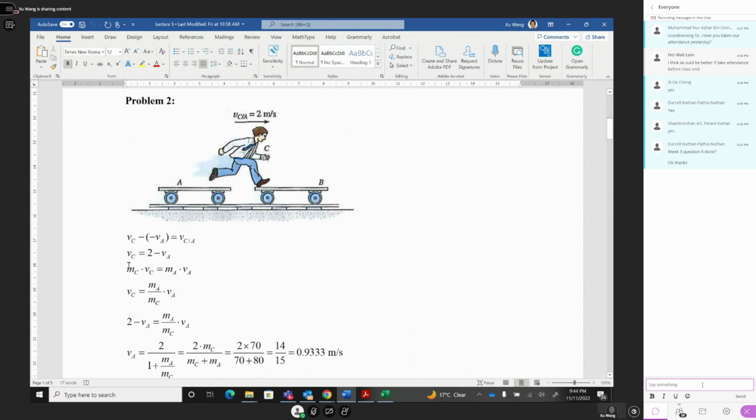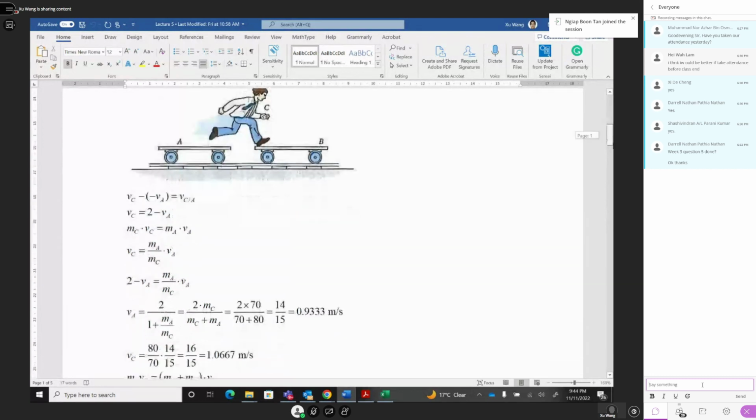All right, this is momentum conservation, MCVC equal to MAVA. Okay, and then you get VC divided by MA, and replace this VC by this one, and you can solve this equation, solve for VA. You get the VA result.